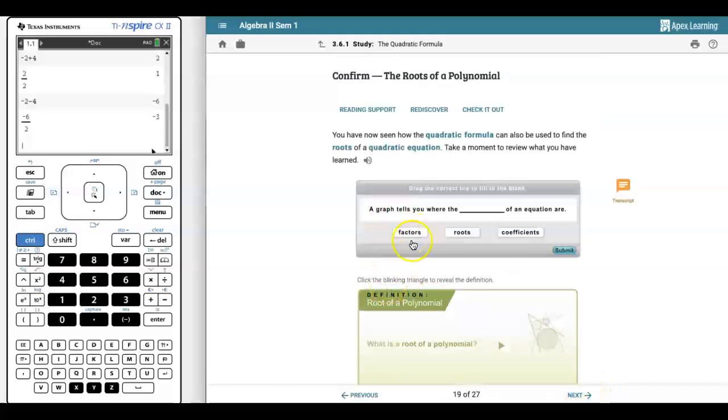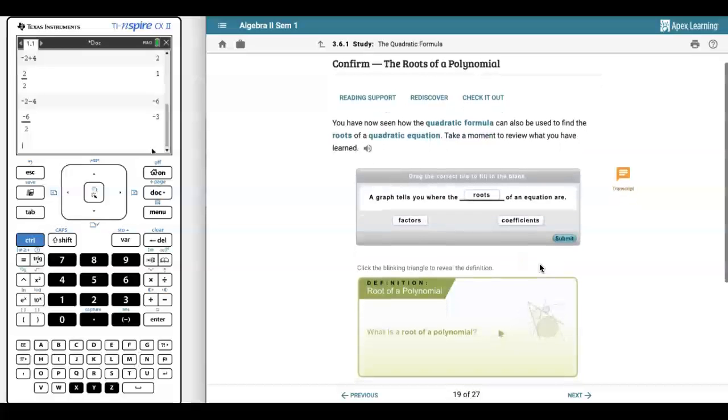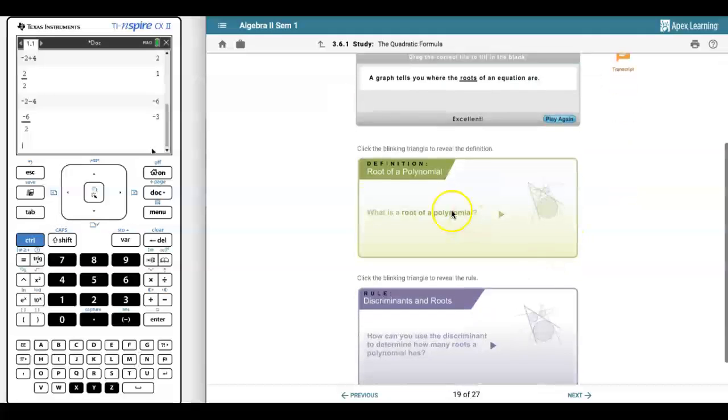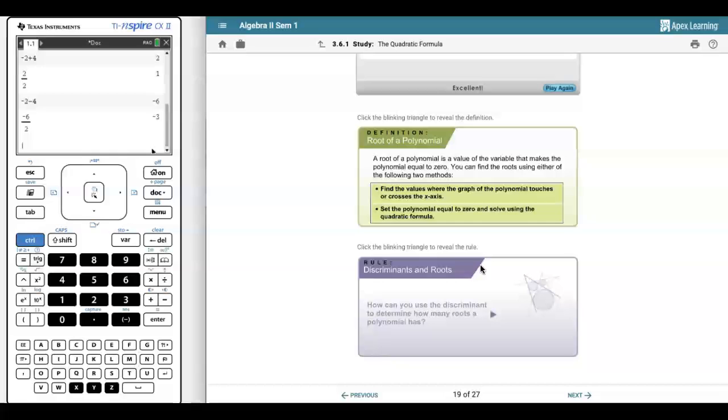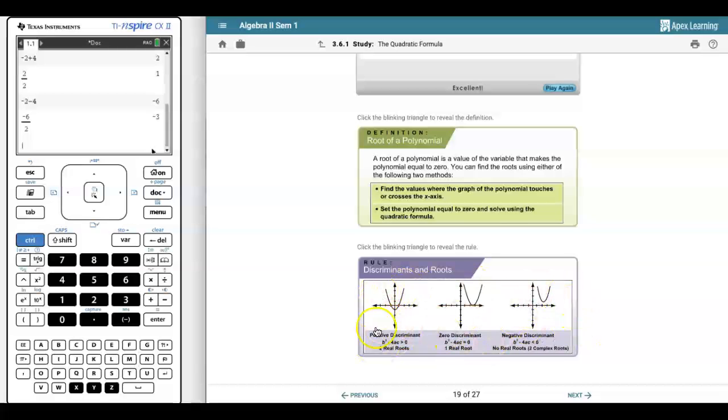So a graph tells you where the roots of an equation are. The roots, the x-intercepts, the solutions, any of those words. What is the root of the polynomial? It's where it crosses the x-axis. It's when you set the polynomial equal to 0, and we solved both of those factors when we set it equal to 0. So those are my roots. How can you use the discriminant to determine how many roots? This is super important: positive has 2, 0 has 1, negative has none. This is your summary chart.